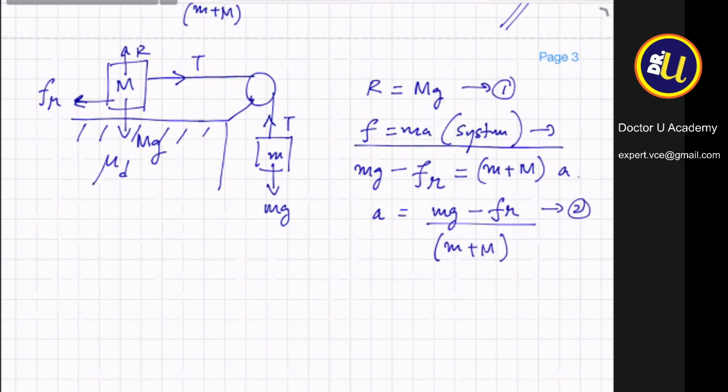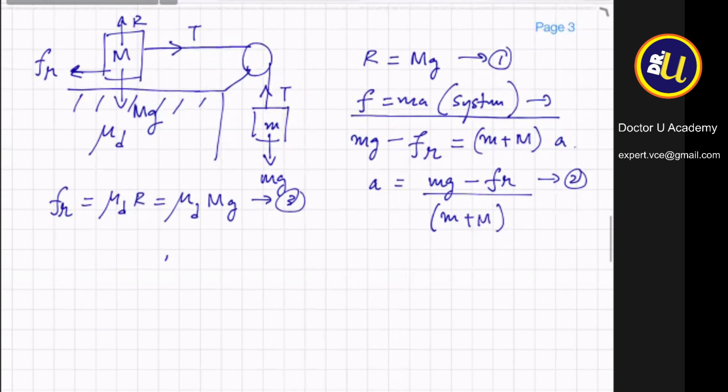Now friction force is not given, so by definition the friction force would be mu times R, mu_d times R. R is equal to capital Mg, so it should be mu_d capital Mg, and that is going to be that equation. Now from equations 2 and 3, we can sub in the value, which is mu_d capital Mg, the whole thing divided by small m plus capital M. That would be the new acceleration in the presence of the coefficient of friction mu_d.